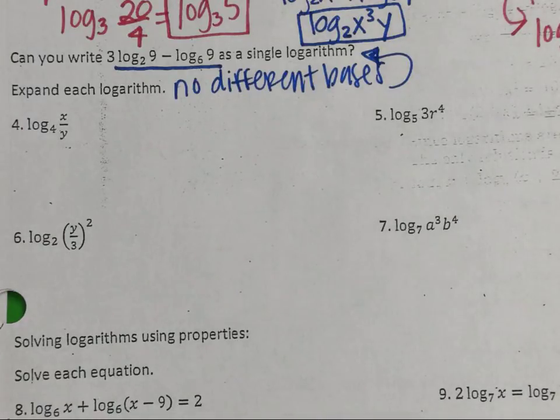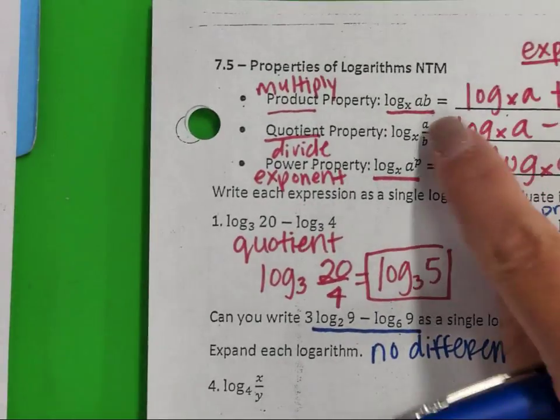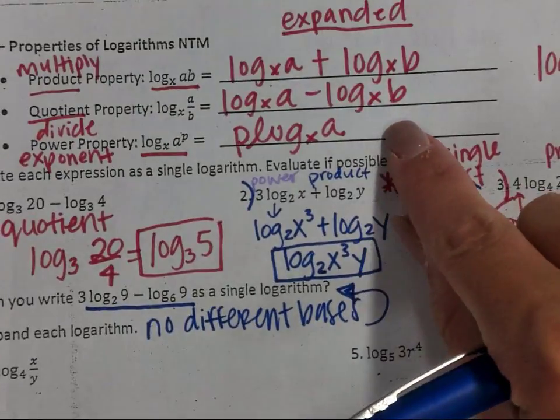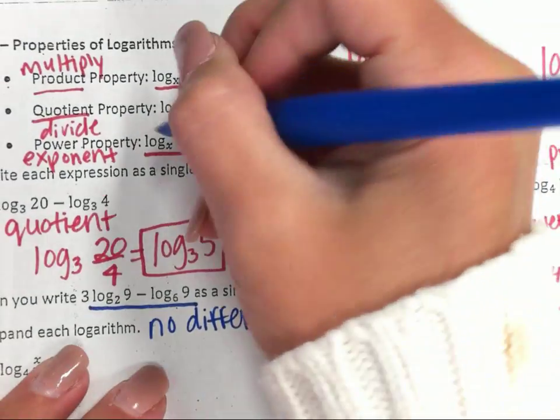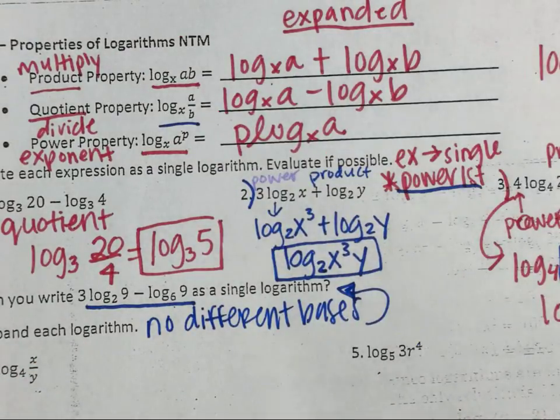Alright, next one. Now we're given one single logarithm and we have to expand it. So let me show you. We are given ones that look like this now. And we're going to write it as 2 or 3 or however many logarithms. We're going to break it up.